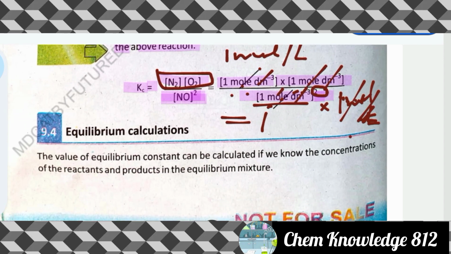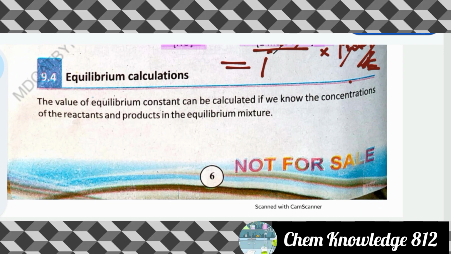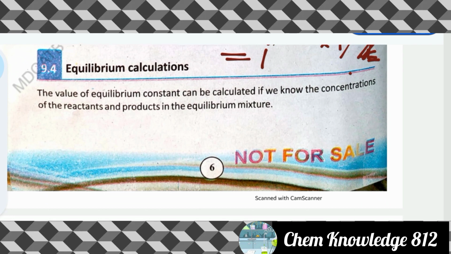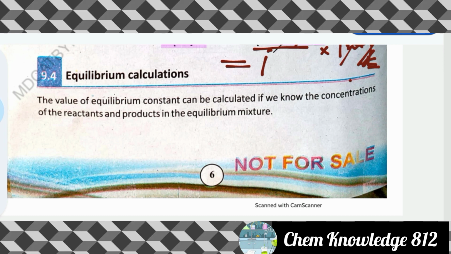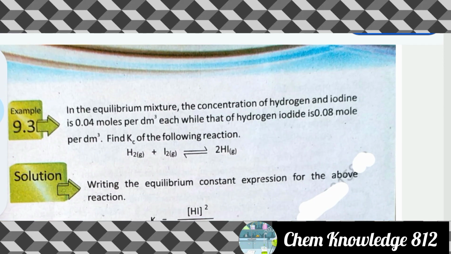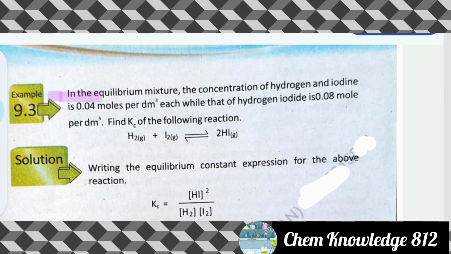So because there is an equilibrium in the reaction between the reactant and product, the value of the equilibrium constant can be calculated if we know the concentration of the reactant and product in the equilibrium mixture. यहाँ पर ये बताया गया है कि ये जो एग्जाम्पल है, in the equilibrium mixture the concentration of hydrogen and iodine is 0.04 mole per cubic decimeter each, while that of hydrogen iodide is 0.08 mole per cubic decimeter. Find Kc for the following reaction.